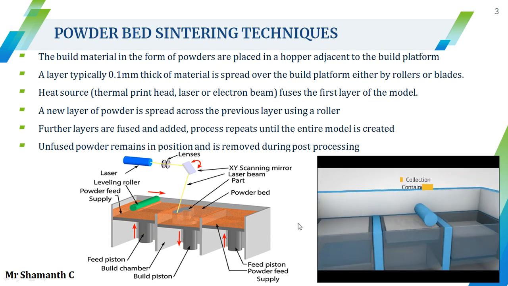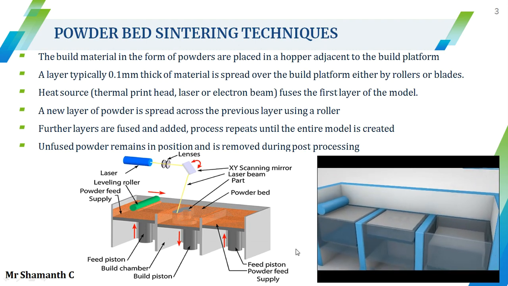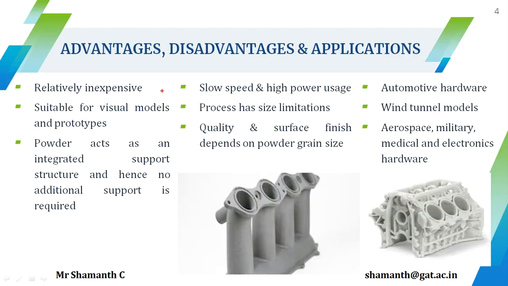See the roller being spread. This is the collection container, and so that is how the process actually happens. Once that is done, the next layer starts to be added and then the process carries on.